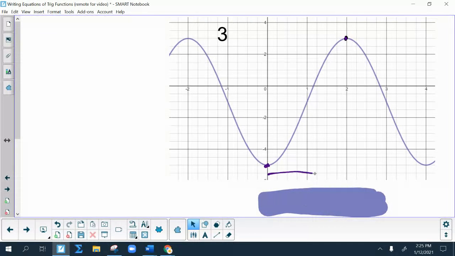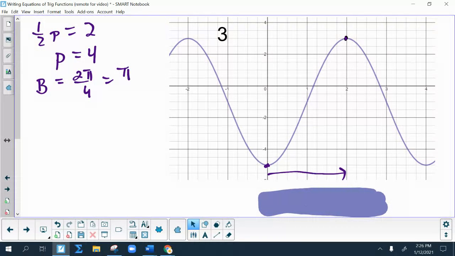And then from 0 to 2, I actually have half of a period. So half of the period is equal to 2, which means the whole entire period is equal to 4, which means when I go to find the b value, it'll be 2 pi over 4, which is pi over 2. Okay, so I have b.